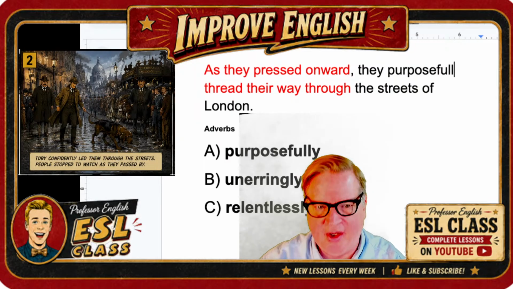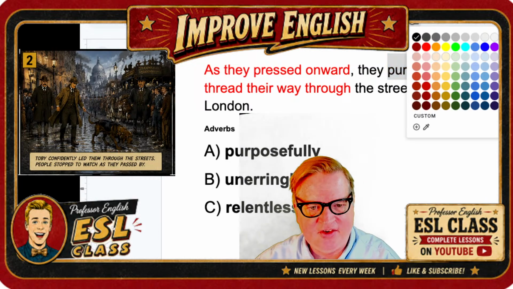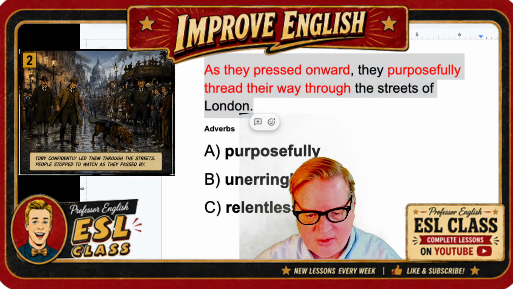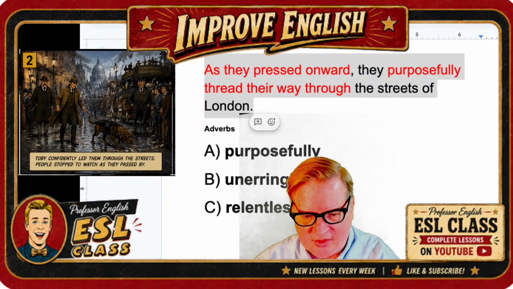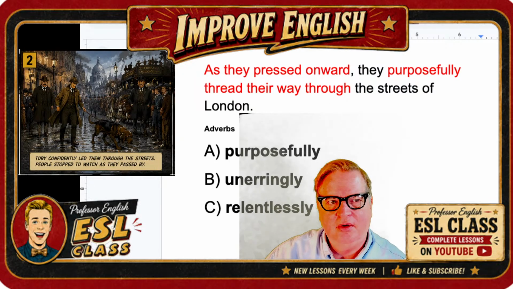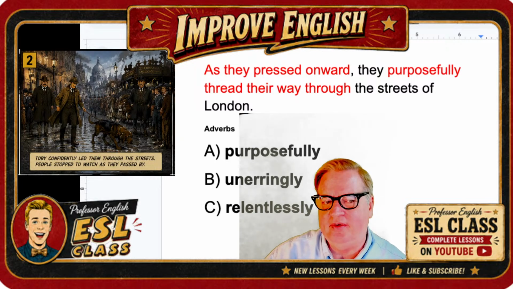Purposefully. Okay. All right. So let's read that with some accentuation to try to reduce the accent a little bit. We'll highlight the important words, the important sounds in the sentence. How does it sound? As they pressed onward, they purposefully thread their way through the streets of London.